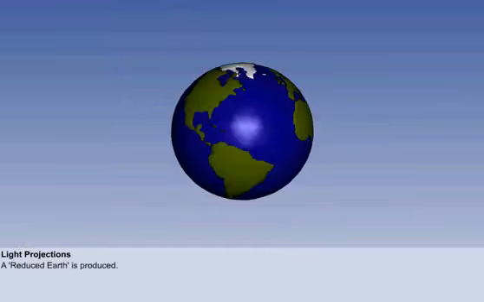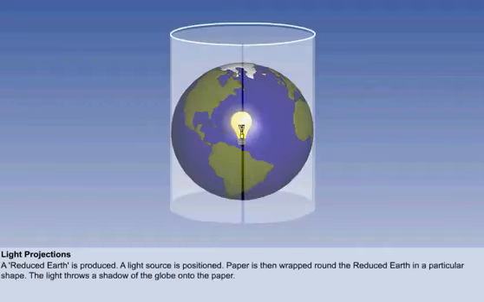A transparent model of the Earth is produced at the same scale as is required for the chart. This is called the reduced Earth. A light source is positioned at some point. In this example, it is the center. Paper is then wrapped around the reduced Earth in a particular shape. The shape chosen will define the type of projection. This graphic shows a cylindrical positioning.